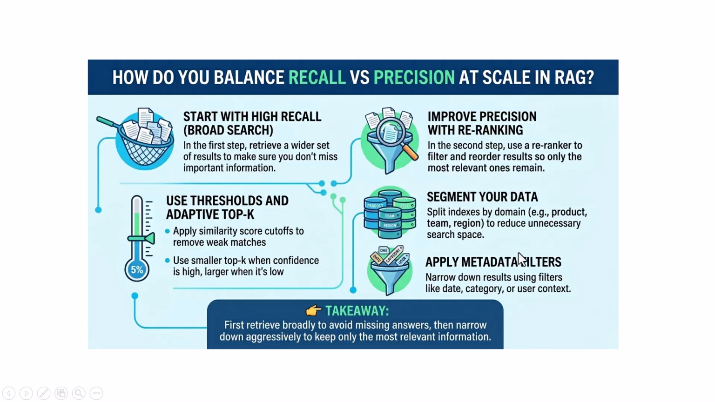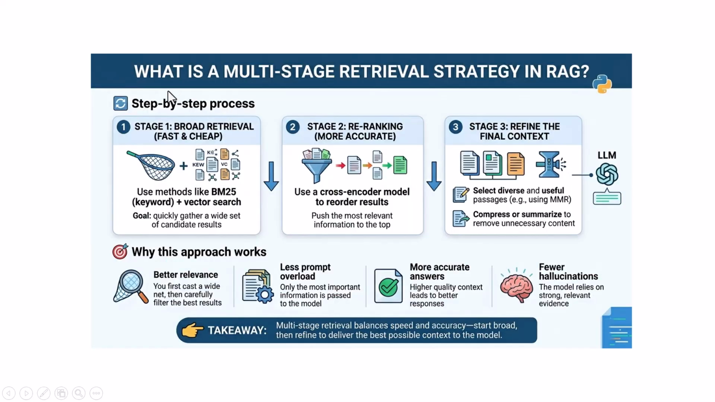Okay, let's understand what is a multi-stage retrieval strategy in RAG. Let's understand the step-by-step process. In stage 1, broad retrieval, that means fast and cheap. So use methods like BM25 or keyword plus vector search, and the goal is to quickly gather a wide set of candidate results. And in stage 2, re-ranking, that means more accurate. So use a cross-encoder model to reorder results and push the most relevant information to the top.